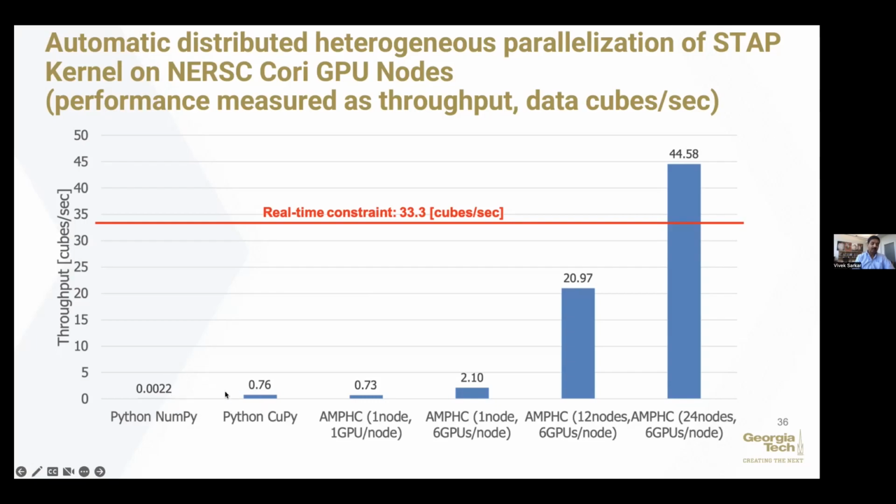The same domain expert did some extra work and separately wrote a CuPy version, and that had a significant performance improvement, but still under 1 data cube per second. Our compiler took the NumPy version as input and automatically generated code, and this was run on the Cori cluster, where you can see using 1 node, 1 GPU node, to up to 24 nodes with 6 GPUs per node, so that's 144 GPUs. And despite that Amdahl's law bottleneck, we could still get reasonable scaling and exceed the domain target of 33 cubes per second. So that was really encouraging.